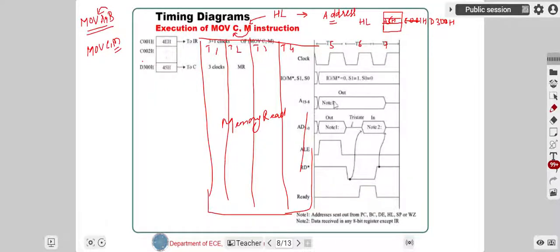We have already discussed that the ALE signal will now again be activated, and during this ALE signal, this address would be sent through the multiplexed address data lines. And during this RD bar, when it is low, 45H would be sent to the C register. So this is how the timing diagram is drawn. We will stop here for today.